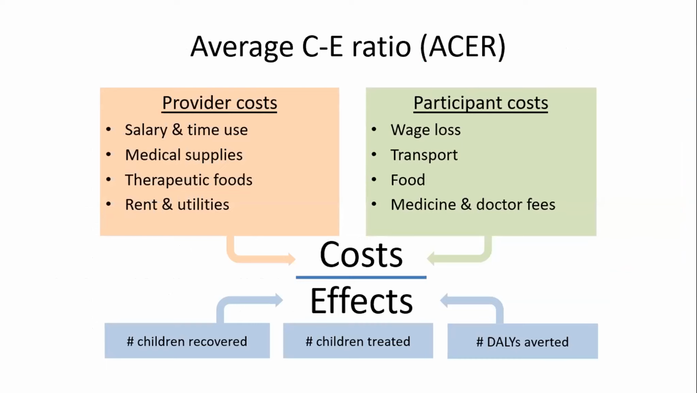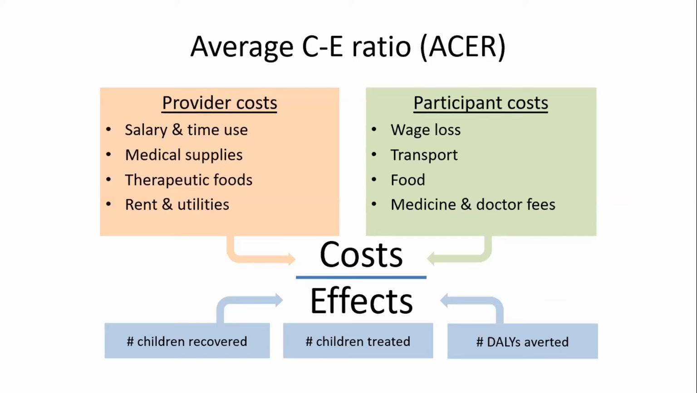The final analytical output of a cost effectiveness analysis is a cost effectiveness ratio. And there are a couple of different kinds based on the question that you're trying to answer with your analysis. The first is an average cost effectiveness ratio. This involves taking all of the different program costs that we've added up, and we'll talk about this more in the next section. And we add all of these together to get an estimate of total costs.